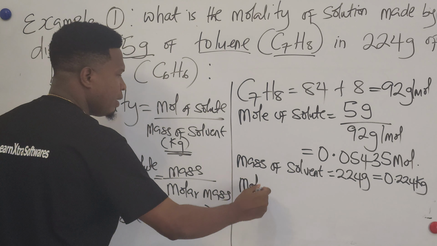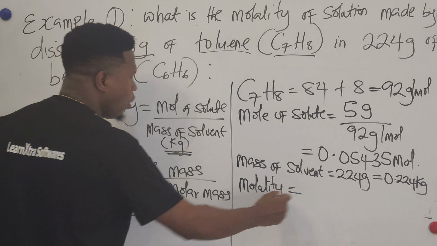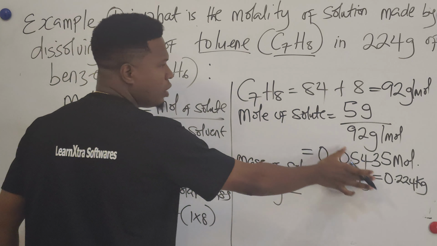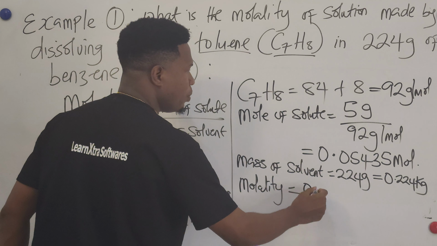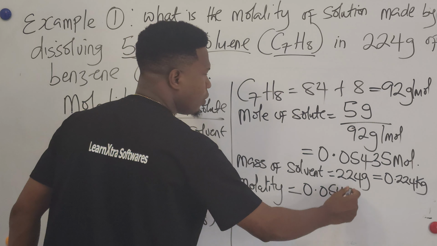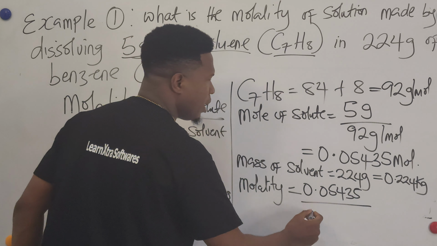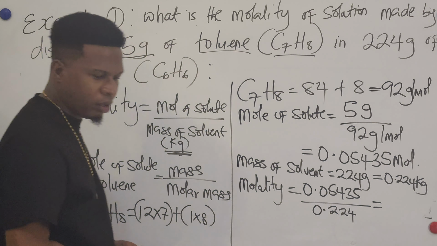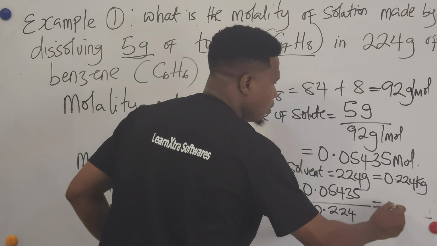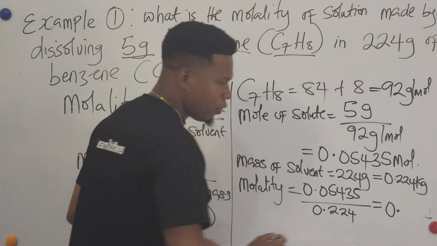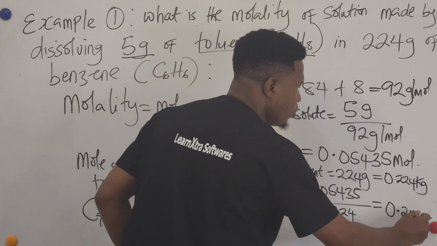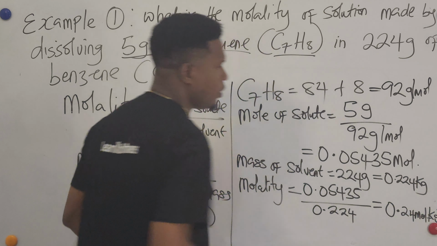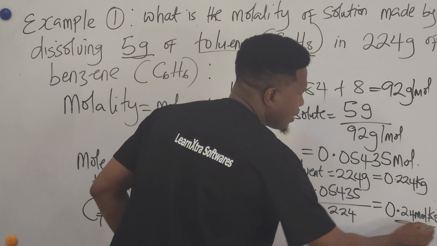Right? So you now get the molality. So remember that molality is the mole of the solute divided by the mass of the solvent in kg. So you simply have this mole divided by this mass. You have 0.05435 divided by 0.224. So when you divide that on the board, the answer becomes 0.24 mole per kilogram. So that is the final answer.